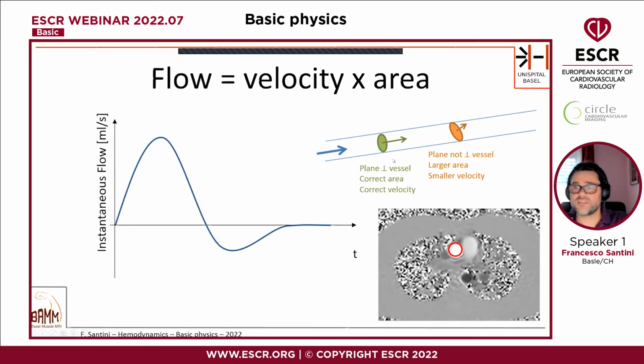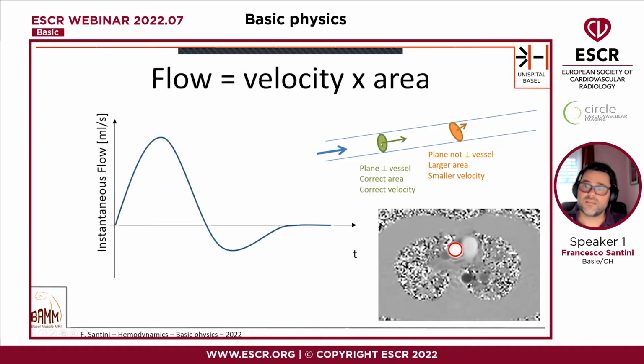So it's velocity times area. And the flow is actually a very important parameter because it tells you how much blood passes instantaneously through the vessel. And it's rather insensitive to how we angulate the plane, because we have a problem here. If we have a plane that is perfectly perpendicular to the vessel, then we are only sensitive to the velocity that is going directly perpendicular to the plane.